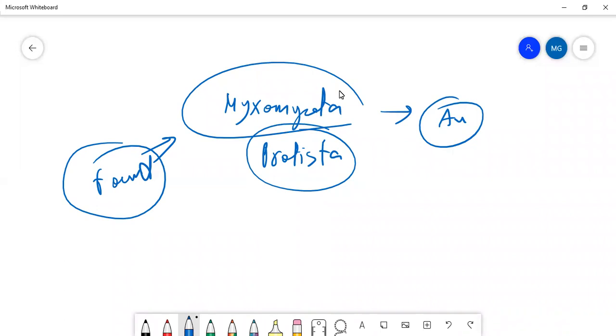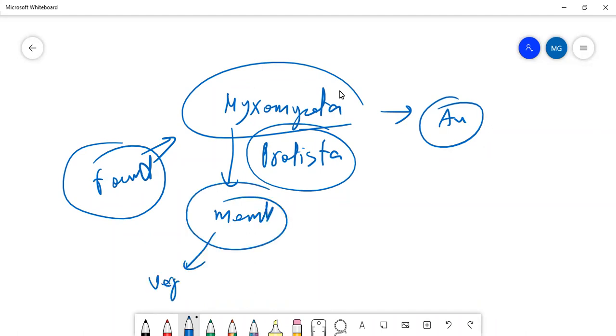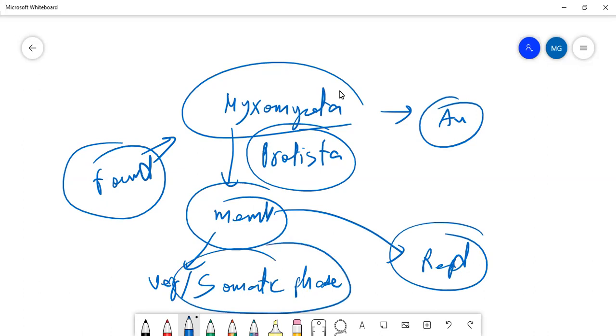Okay. Now, members of myxomycota, we know these members have a vegetative phase. एक यहाँ पे vegetative या somatic phase है. And then we have a reproductive phase. So we have a somatic or vegetative phase, and we have a reproductive phase. Now, if you look at the somatic phase, this is very similar to amoeba. This is very clear. Or it is similar to plasmodium.